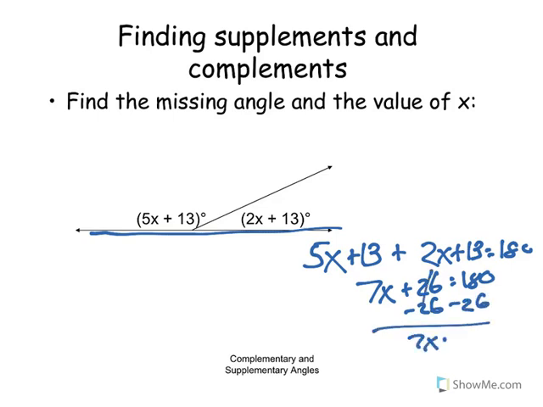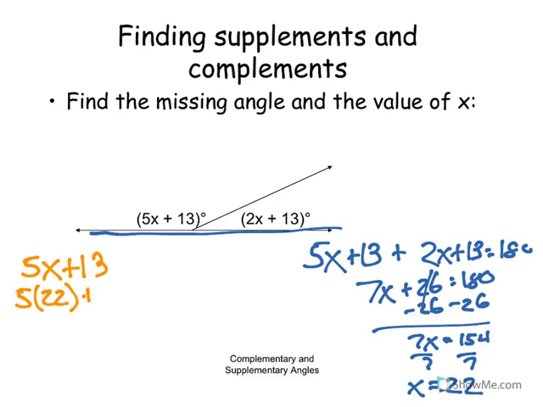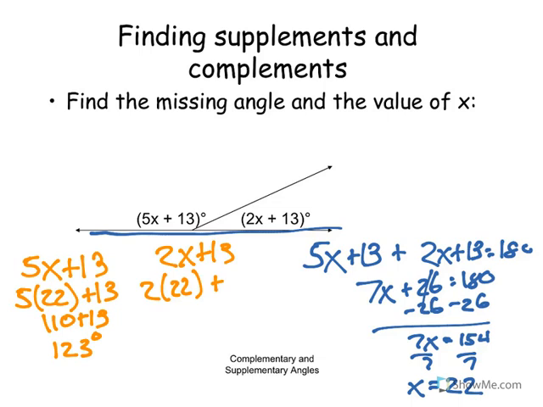So that's going to give me 7x equals 154, which gives me x is 22. And again, that's part of it, but we haven't found the angles yet. So what's 5x plus 13? Well, we're going to do 5 times 22 plus 13, which is 110 plus 13, which is 123 degrees. We're going to do the same with 2x plus 13, which is going to give us 44 plus 13, which is 57.